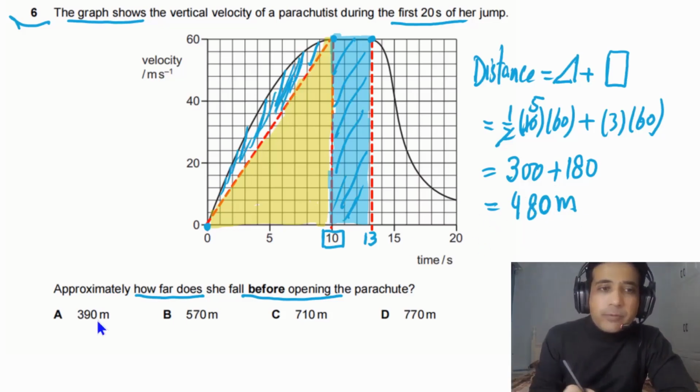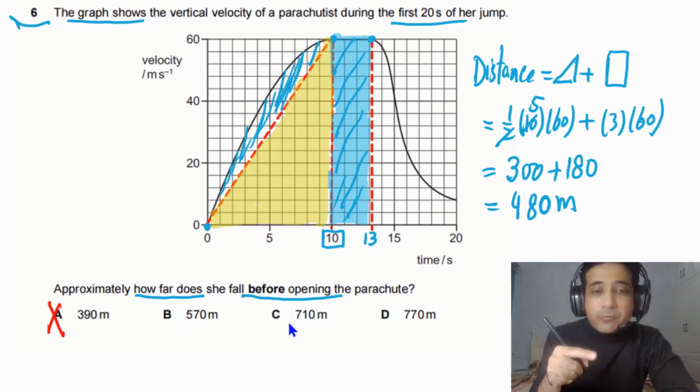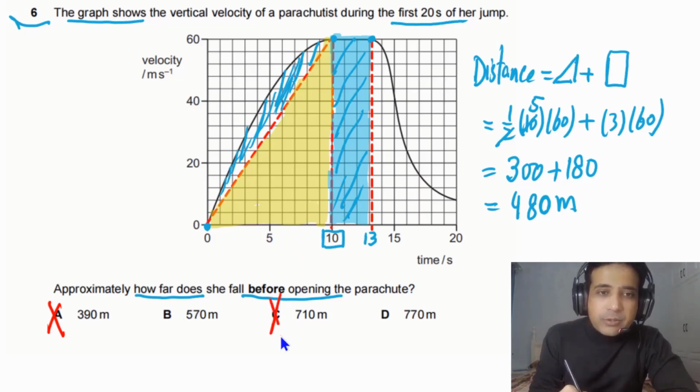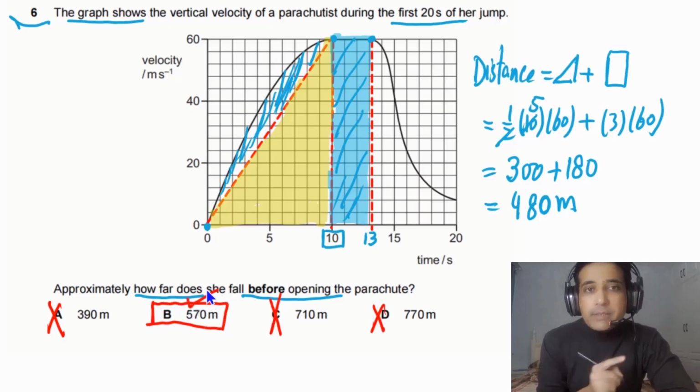So the first option is not possible because this is less than 480, and this is not possible because this is way big. This is also not possible. So the answer should be close to 480. The best approximation in this case can be B, and B is our right answer. So this is how you can approach this type of problems. I hope this one is clear to you.